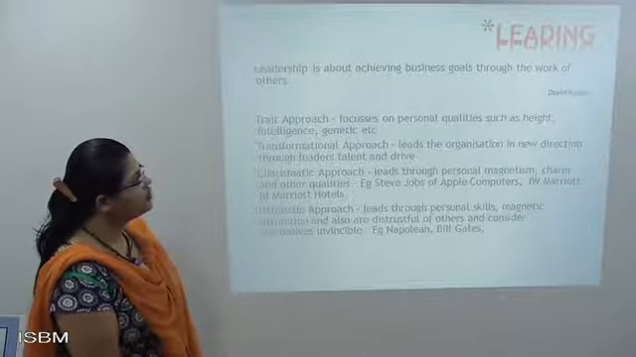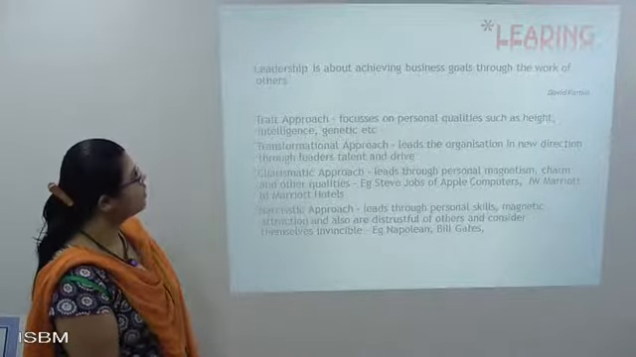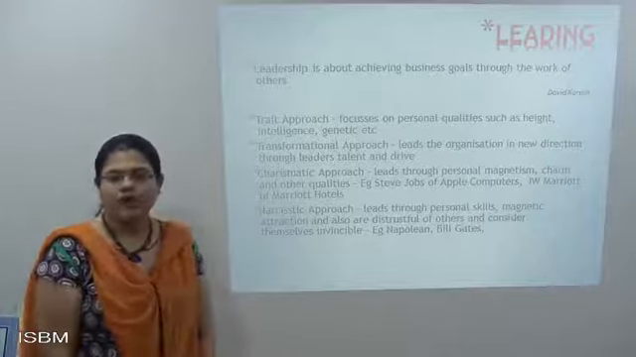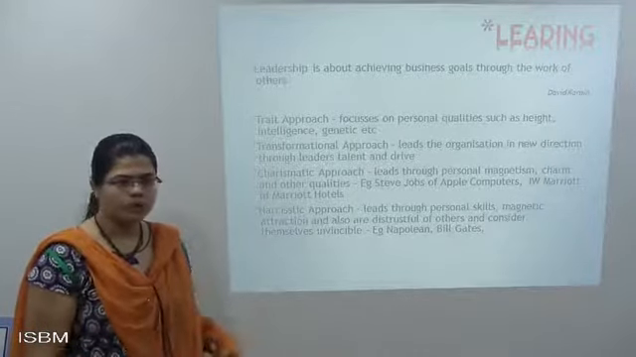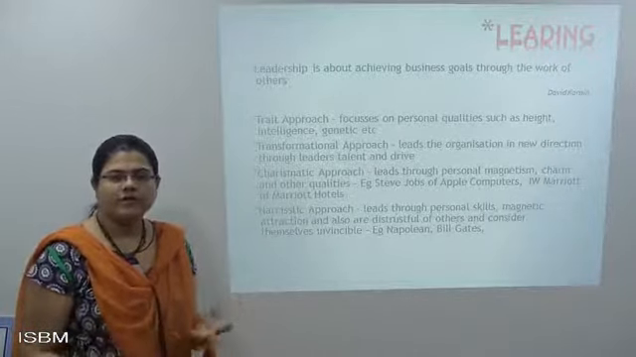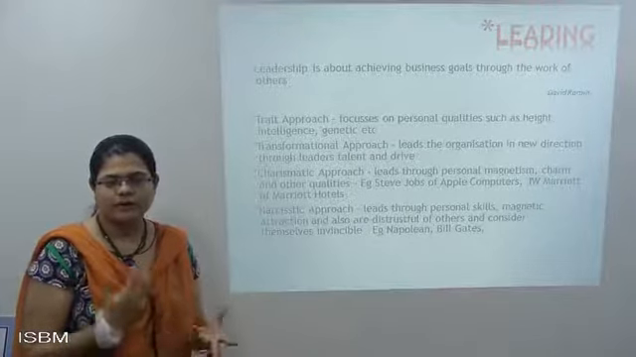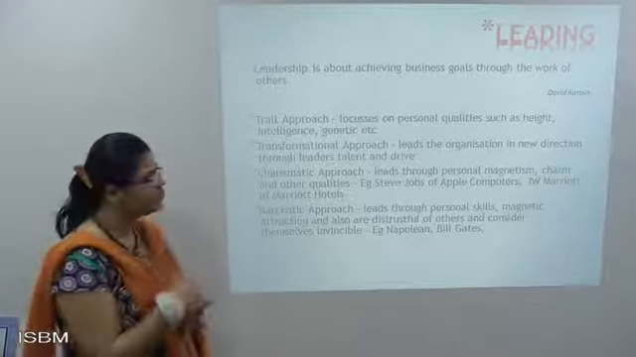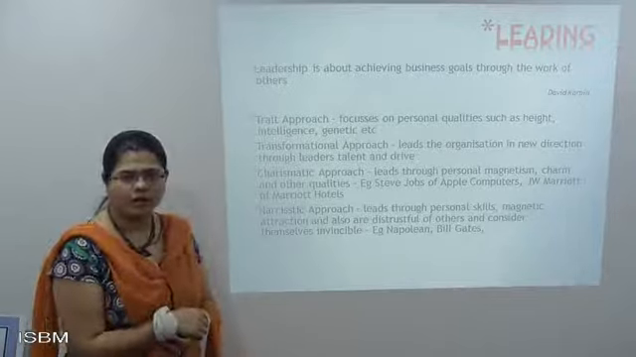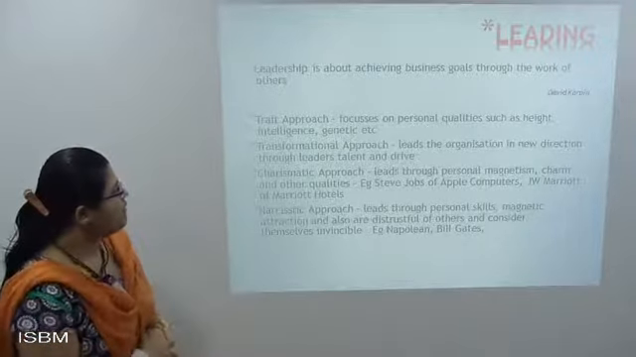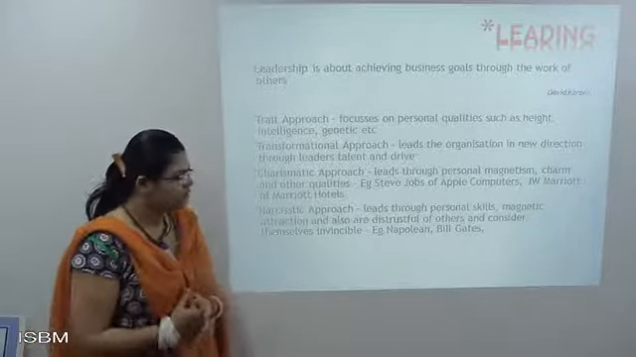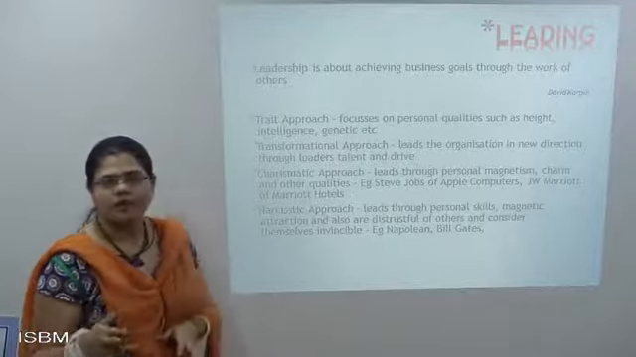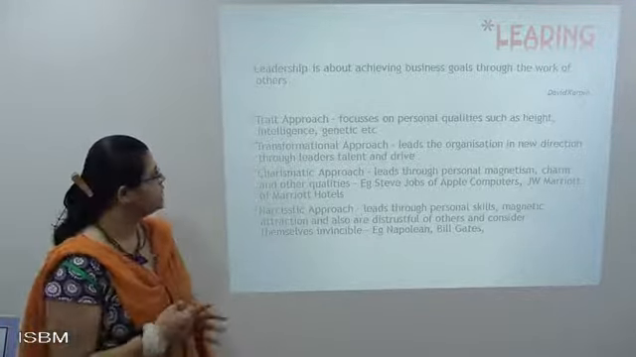Leadership is about achieving the business goal through the work of others. You are achieving a goal through others, where you have different types of people, and they give their views, and through those views you finally work. You have different approaches, and through these different approaches they give their own views.